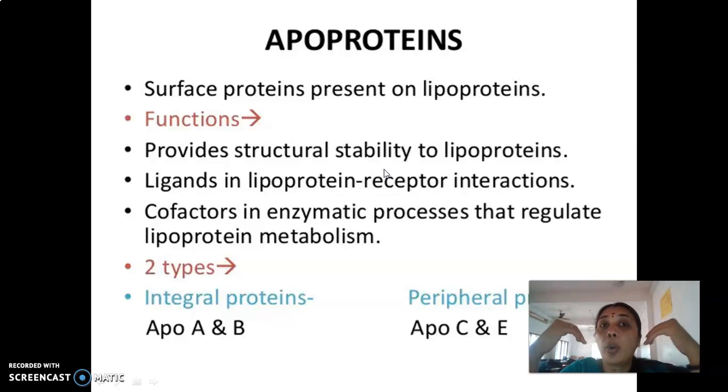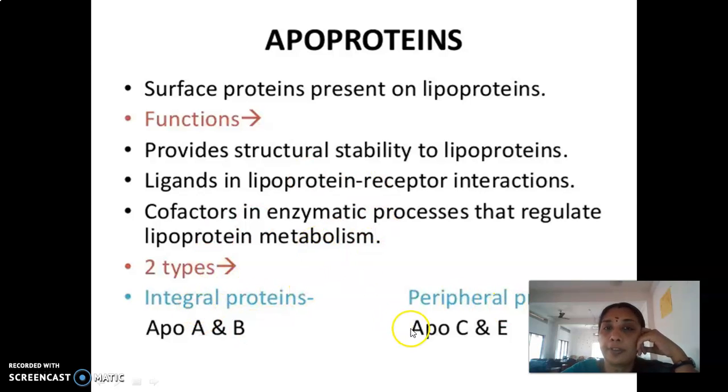Ligand means they enable the lipids to get bound to another surface, right? So lipids are hydrophobic in nature, so they cannot interact with other areas or other cells. So this cell to cell interaction of the lipids is made possible with the help of apolipoproteins or apoproteins. Apoproteins act as the binding agent for the lipids. We call them ligands. Then they also act as cofactors for various chemical reactions in lipoprotein metabolism.